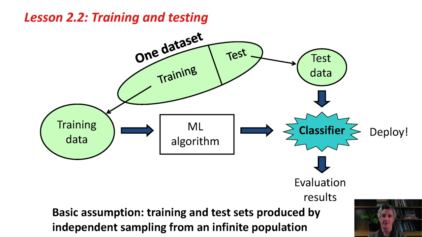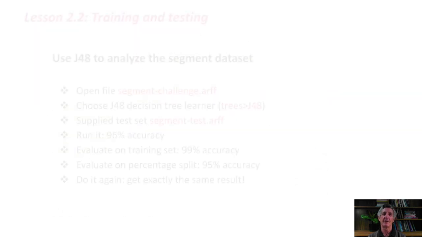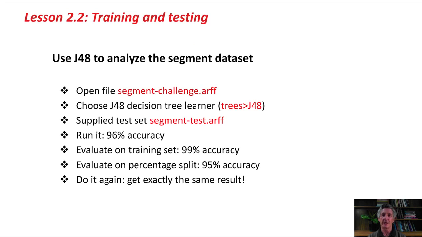Both training and test sets are produced by independent sampling from an infinite population. That's the basic kind of scenario here, but they're different independent samples. It's not the same data. If it is the same data, then your evaluation results are misleading. They don't reflect what you should actually expect on new data when you deploy your classifier.